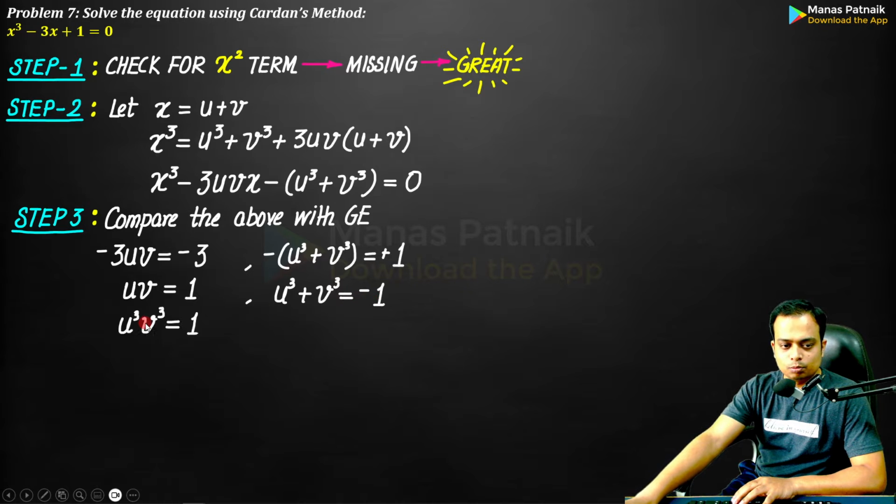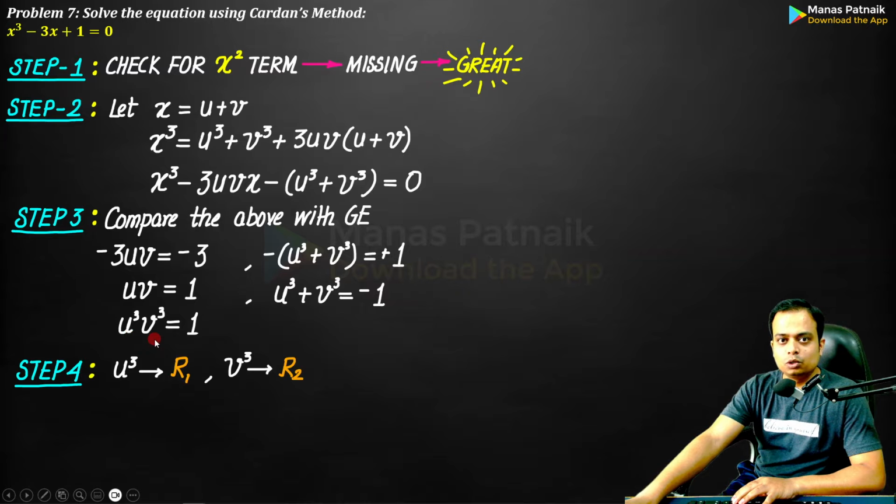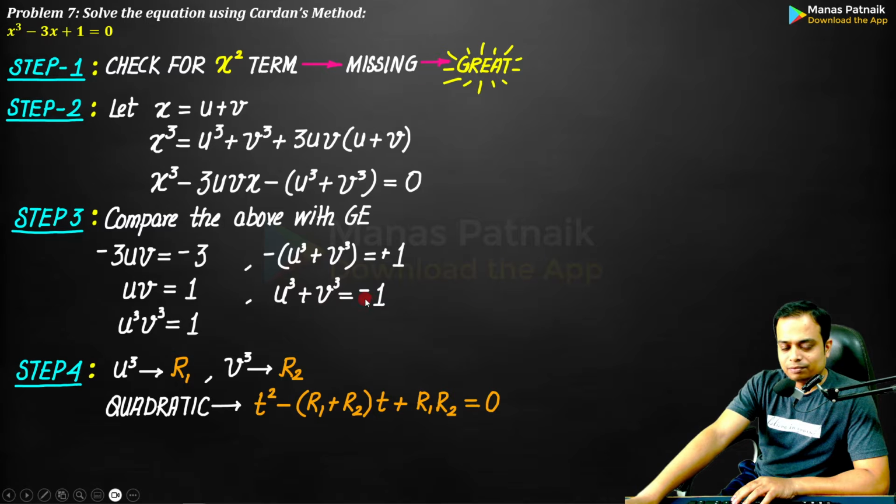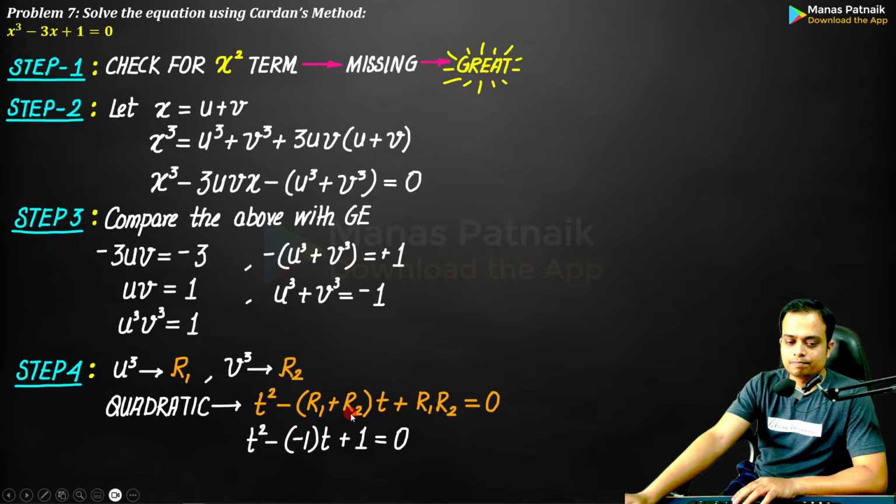Done. Cube both the sides. So u cube is root 1 and v cube is root 2. This is the product of the roots and this qualifies as the sum of the roots. Put negative 1 over here so that this becomes positive 1. t square plus t plus 1 is equal to 0.